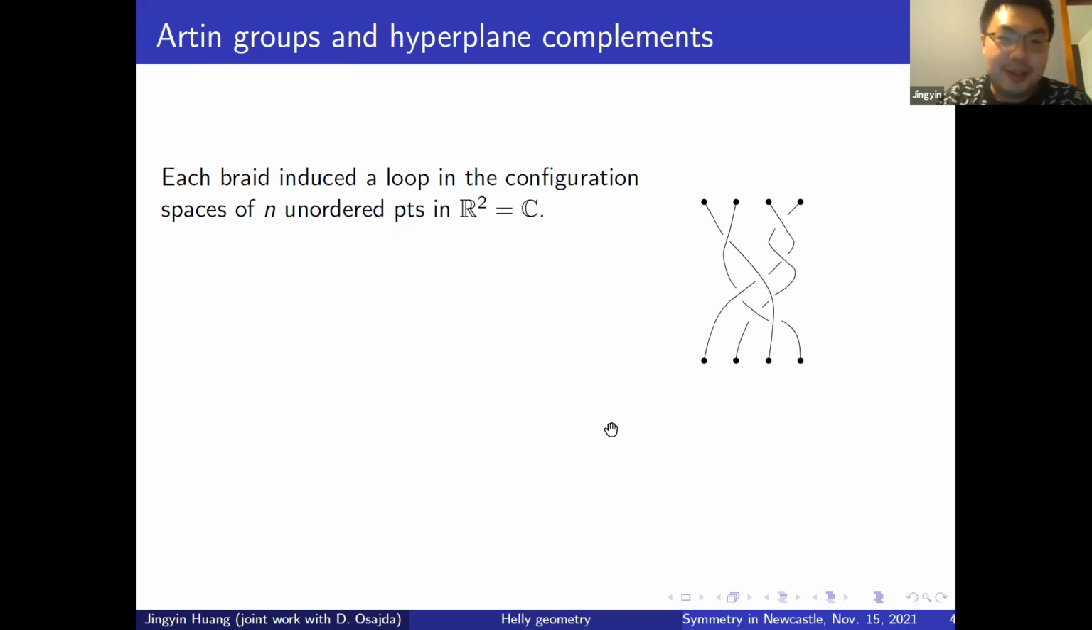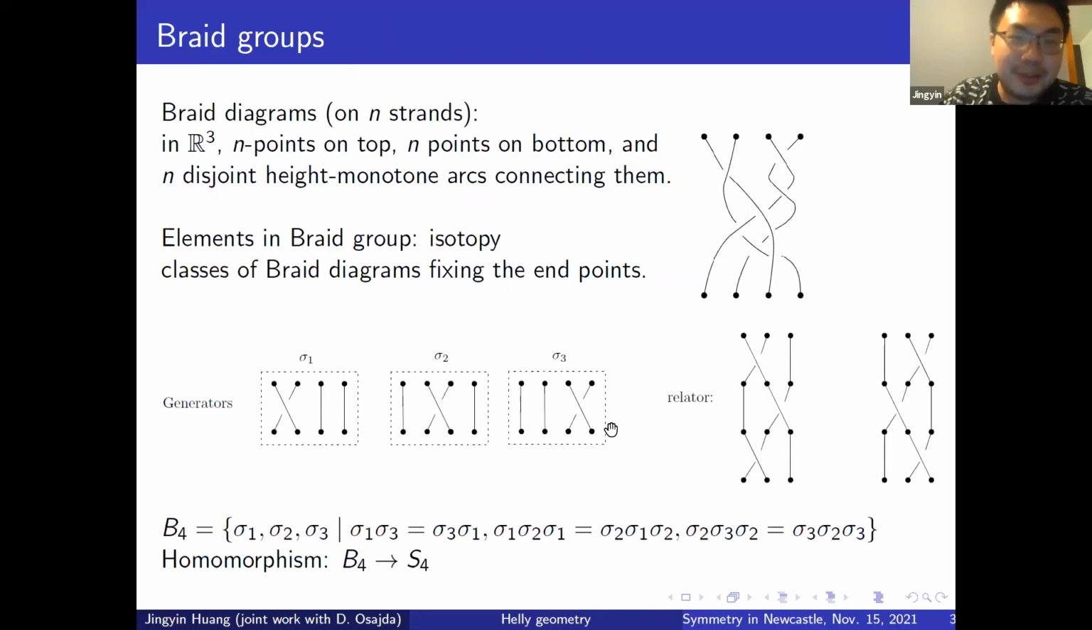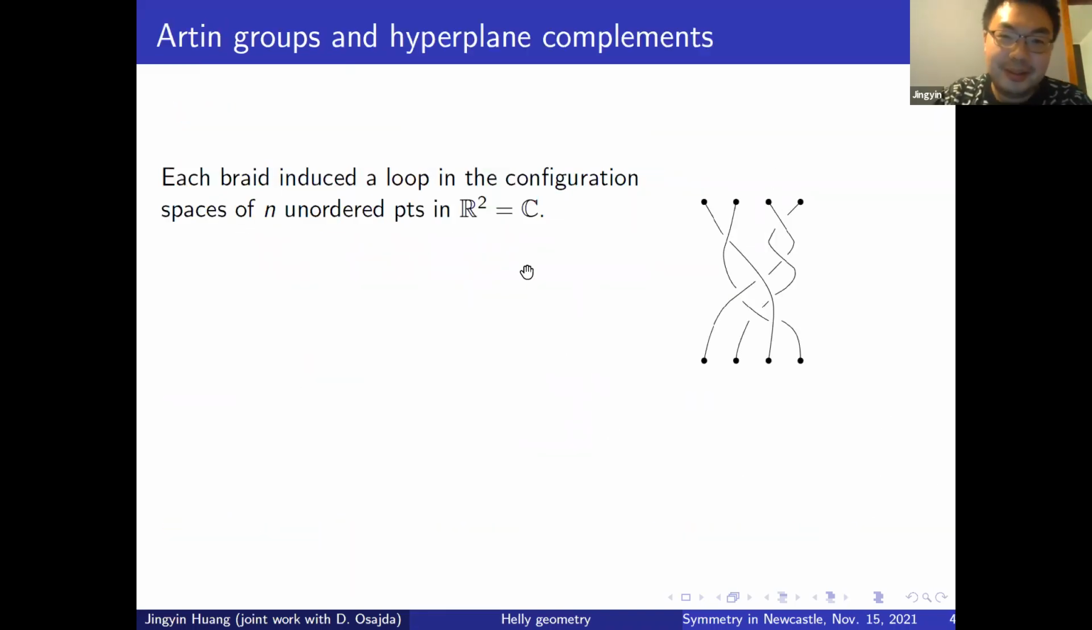So now I want to explain how Artin groups arise. I want to explain a different viewpoint towards braid groups, which is also quite standard. Let's start with a braid diagram. It looks like this. Let's imagine that we slice the braid diagram at a given height. For example, I slice at this height, then the slice is R2, and in the slice I see 4 points.